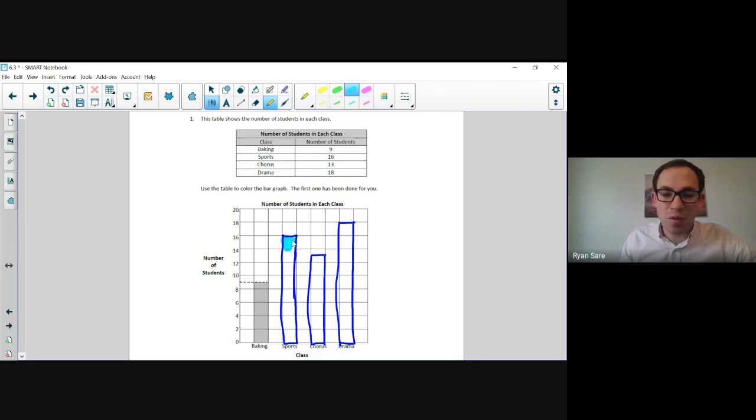Now, they're going to ask us some more questions about these bar graphs, but that's just how we make the bar graph. That's the main thing I want you to be able to do as you're practicing, creating the bar graph itself. So I've made these bar graphs, and now I can answer questions about the information. If they say which class has the most, I could look at this and see which one has the greatest value. I would say the drama class does. Which one has the least?